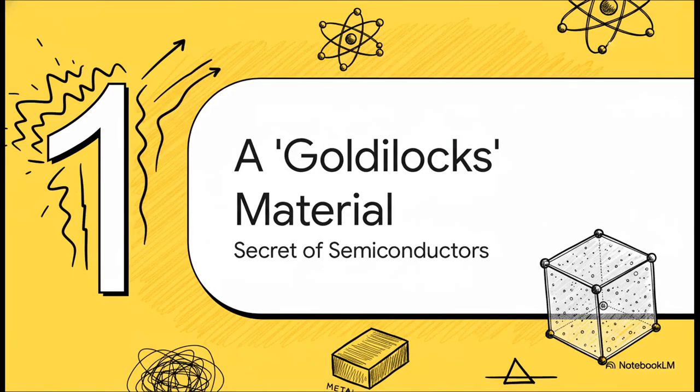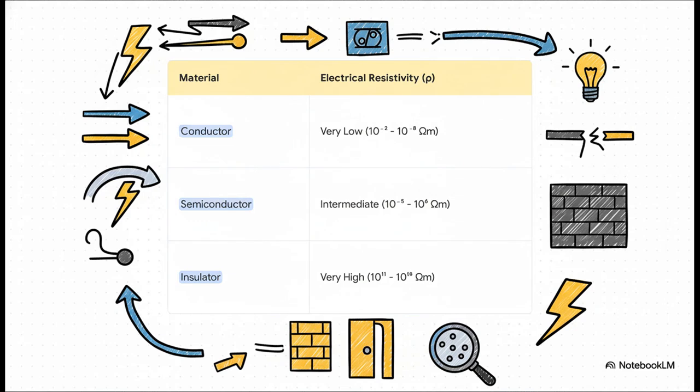Now, to really understand the diode, we've got to look at the almost magical material it's made from. It's not a conductor, like metal, and it's not an insulator, like plastic. It's something else entirely. Something right in the middle. So, materials basically fall into three different camps based on how they handle electricity. You've got conductors, like copper and other metals, that let electricity flow super easily. Then you've got insulators that block it almost completely. And then you have this just right category in the middle, semiconductors.